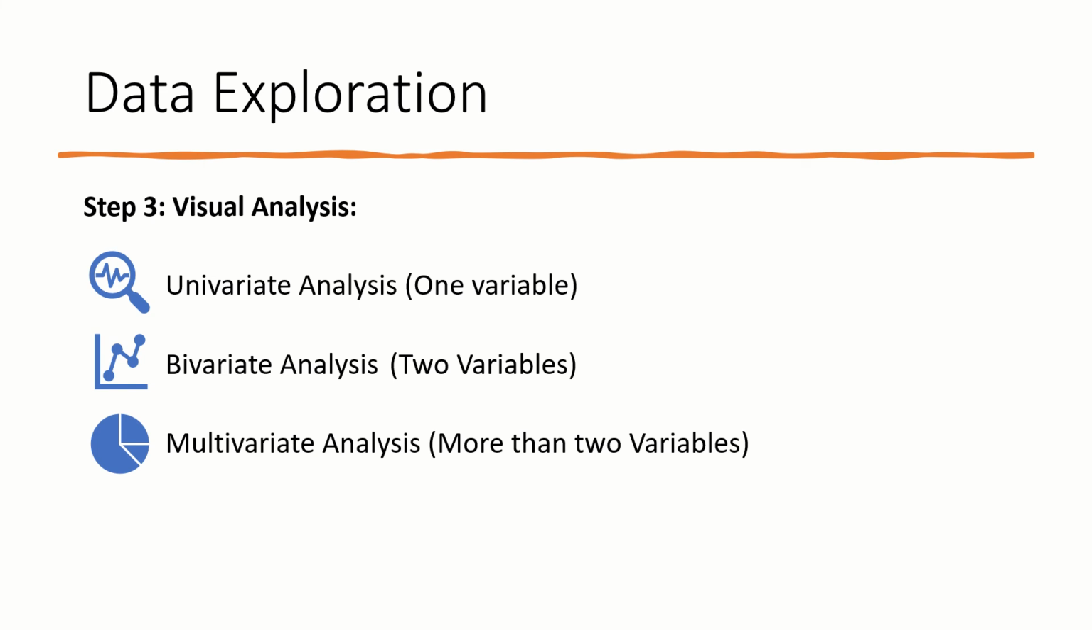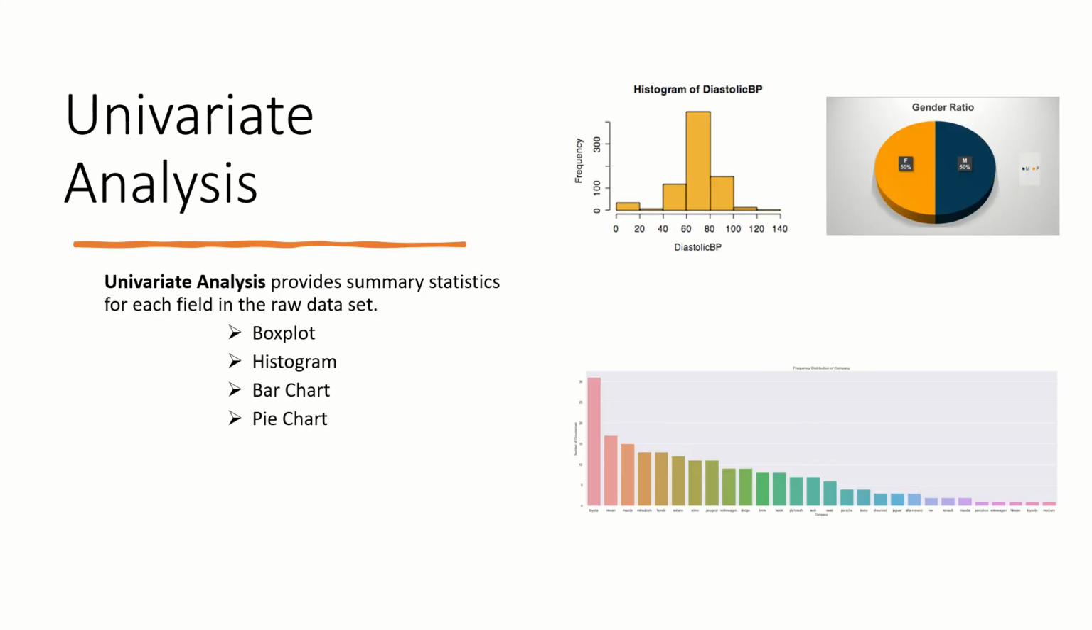So here we talk about what is the relationship. Is it positively related? Based on one variable, how it affects the other variable. Multivariate analysis: if more than two variables are involved, then it is called the multivariate analysis.